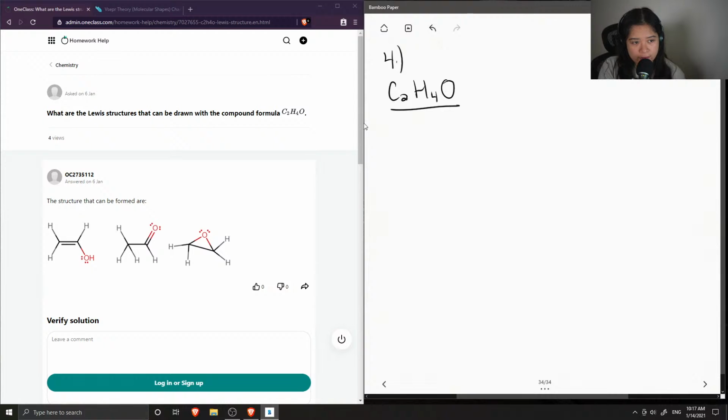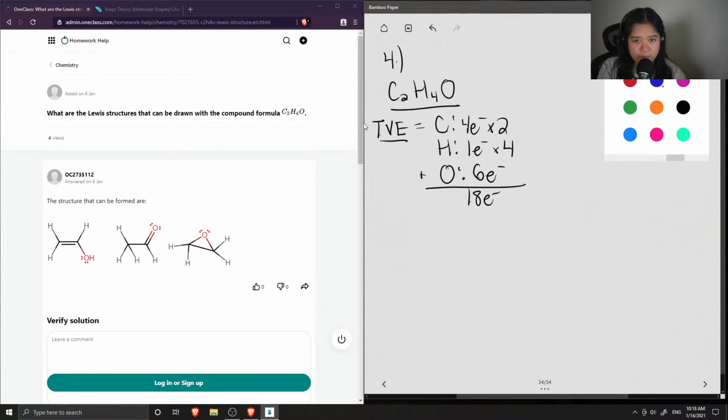So first let's count out how many valence electrons we should have in this molecule. For the total number of valence electrons, carbon contains 4, and there are 2 carbon atoms, so let's multiply that by 2. Hydrogen has 1, and this will be multiplied by 4. And oxygen just contains 6. So this gives us a total of 18 valence electrons.